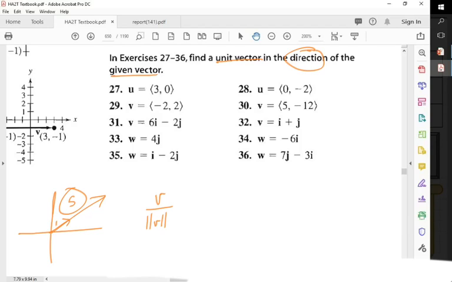So let's look at number 27, for example. Actually, I'm not going to do 27. That's yours. Let's do 28. So 28, the vector is 0, negative 2. We're going to divide this by the magnitude of this vector. And to find the magnitude, you have to use the Pythagorean theorem.